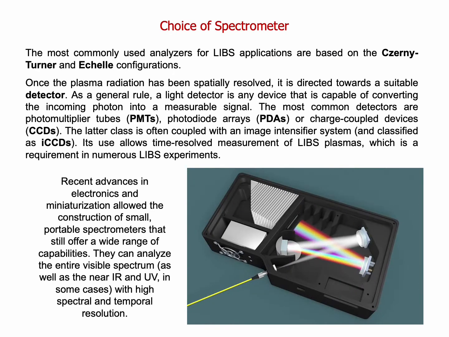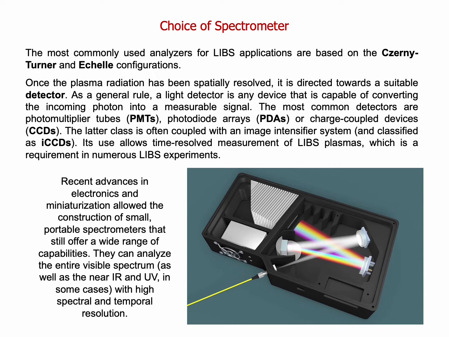Various types of analyzers are commercially available, each one with its unique configurations of mirror, diffraction reticles, and prisms. While the basic principle is the same for all configurations, the light is spatially resolved and each component is registered separately, each system presents different advantages and limitations. The most used analyzers for LIBS are based on the Czerny-Turner and Echelle configurations.